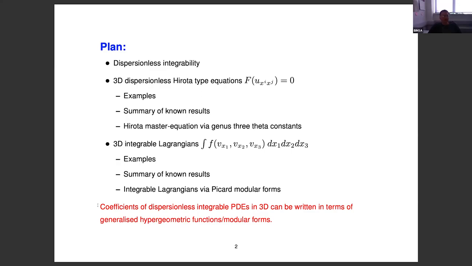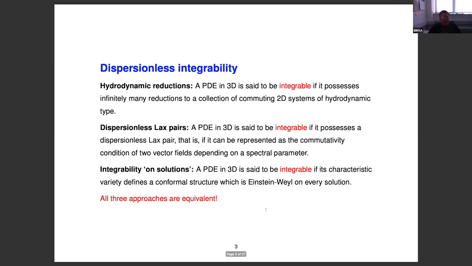To summarize, the main message is that the coefficients of generic dispersionless integrable PDEs in 3D can be written in terms of generalized hypergeometric functions, which in special cases reduce to modular forms, all right? So, okay, let me move on.